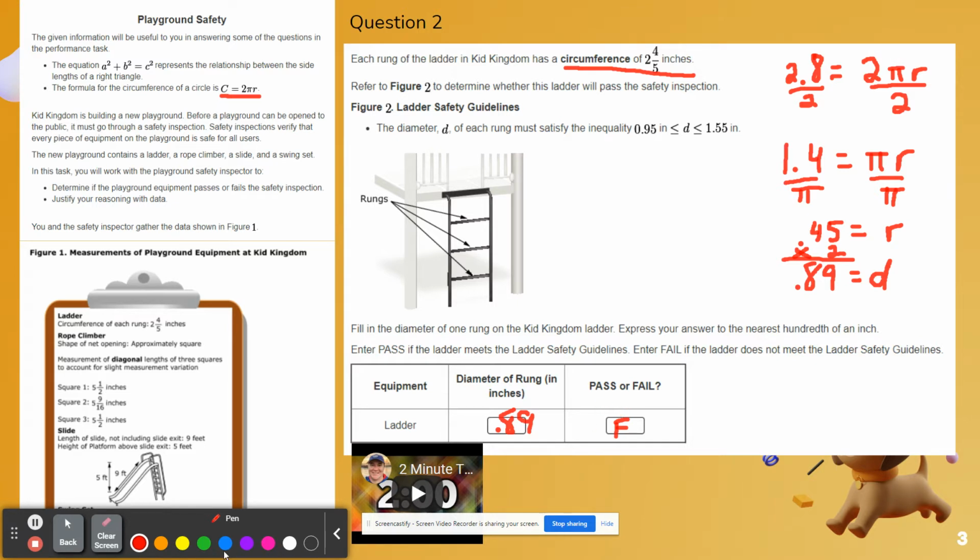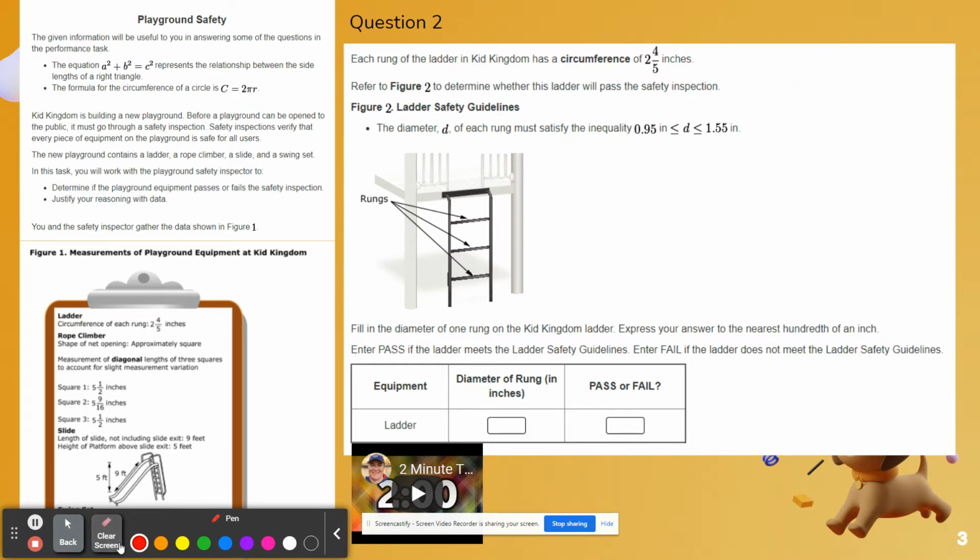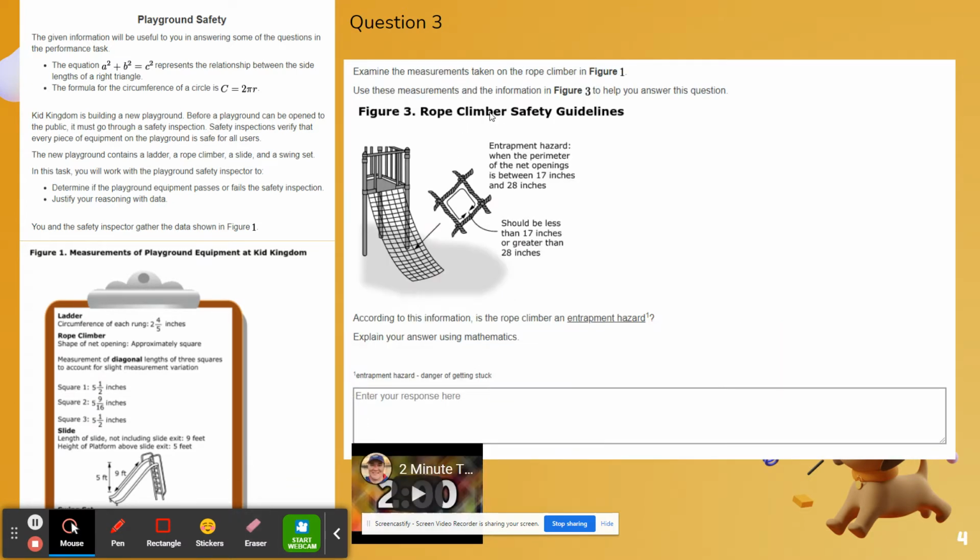So the next question is a rope safety guidelines. And what it wants to know, according to this information, is the rope climber an entrapment hazard? Explain your answer using mathematics. You have this square-like shape, right? All of the sides are the same.